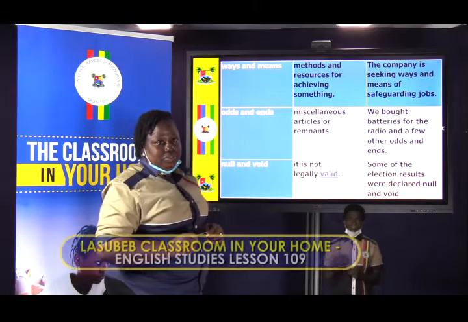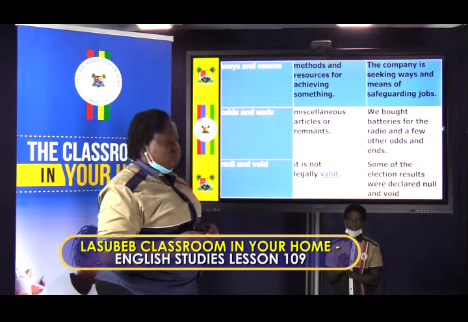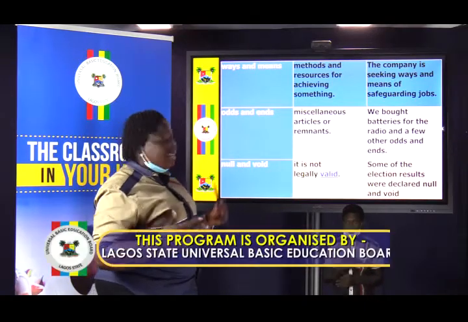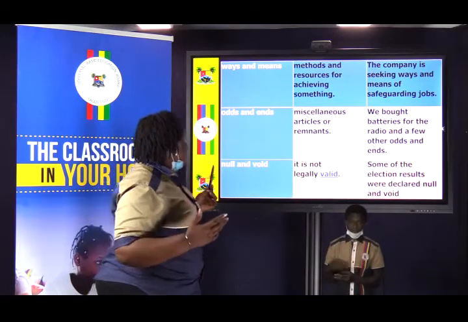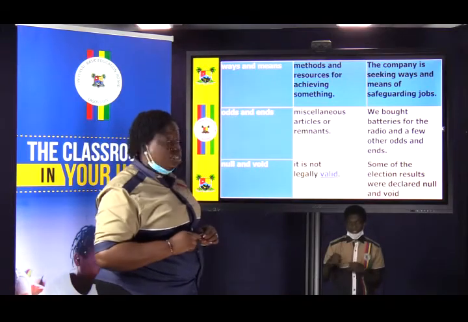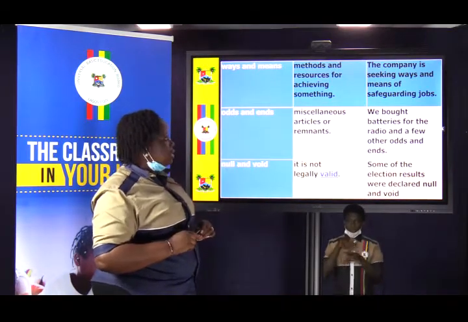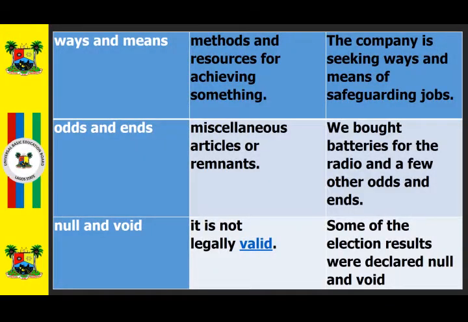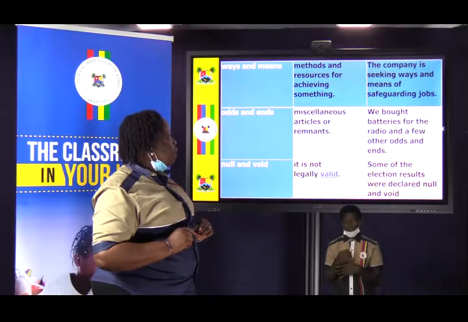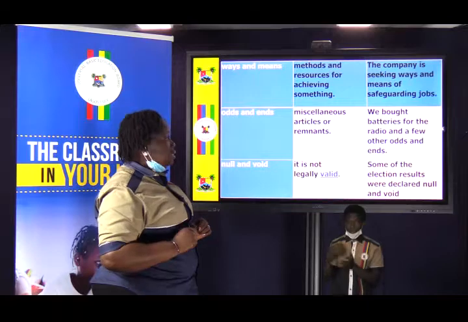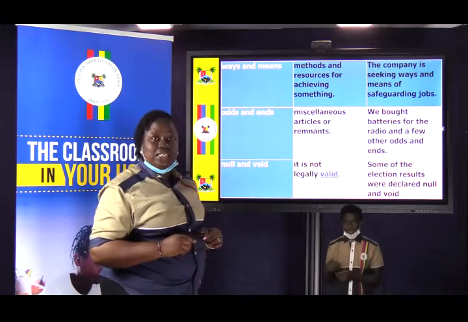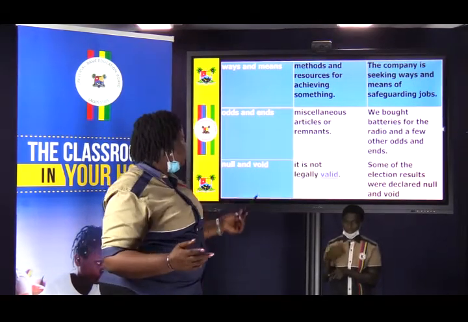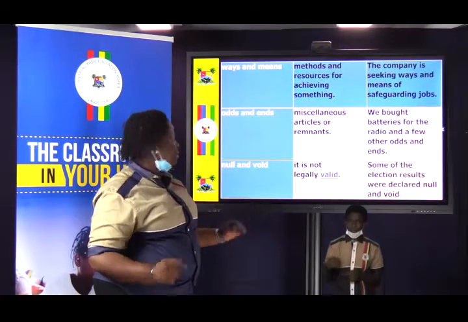Ways and means. That simply means methods and resources for achieving something. Let's look at that sentence. The company is seeking ways and means of safeguarding jobs. That means that the company is seeking methods and resources for safeguarding jobs. So, the meaning of ways and means is methods and resources.